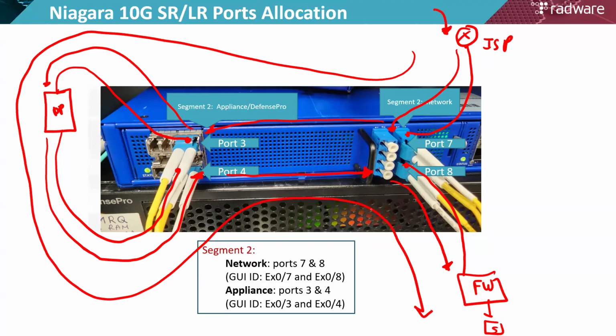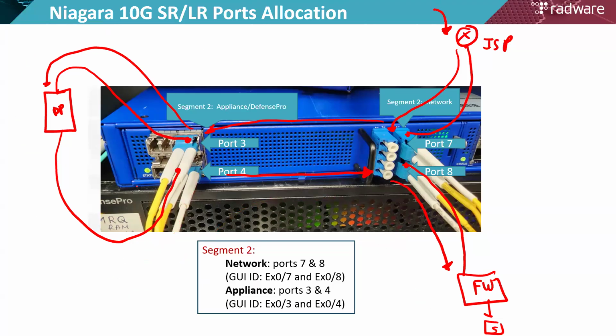So this is how the flow looks in the normal situation where everything is working properly, that means the Defense Pro ports are up. But what if the Defense Pro ports are down? If these ports are down, in that case, the client traffic will come here.